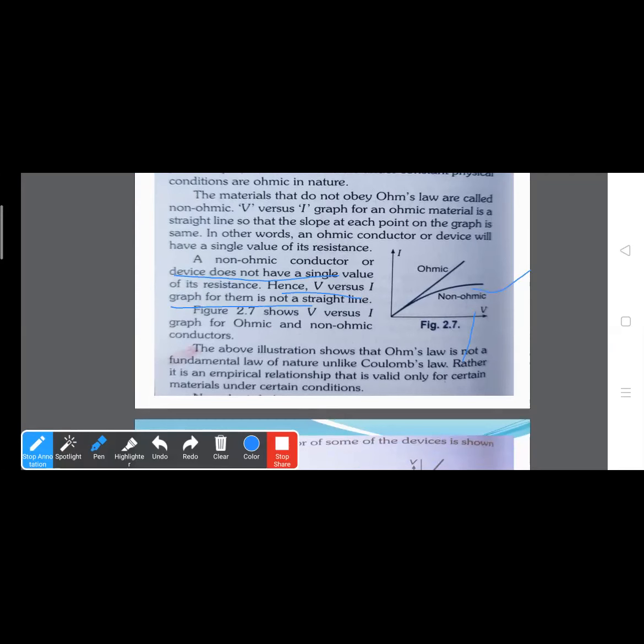I think this is clear to you. What are non-ohmic and ohmic materials? Non-ohmic materials are those materials which do not follow Ohm's law, and ohmic materials are materials which follow Ohm's law. So I think this is clear to you, correct?